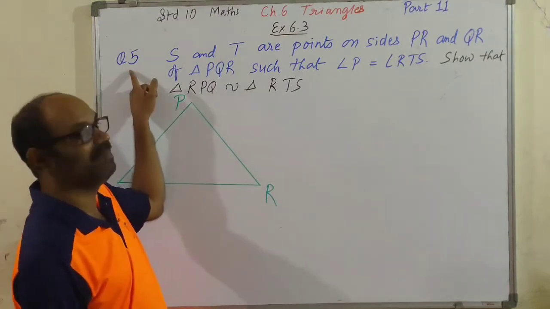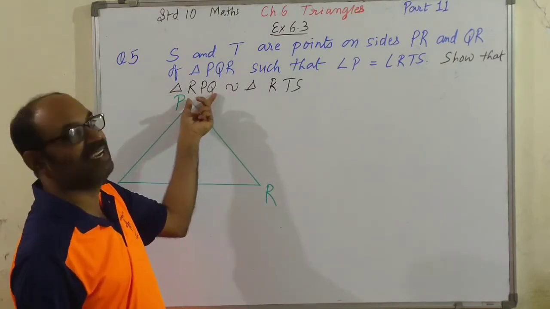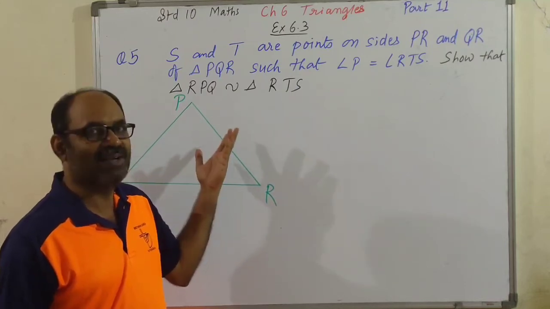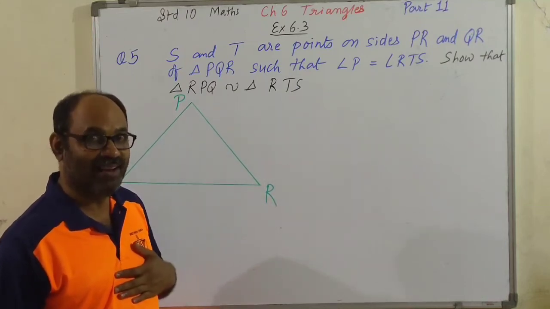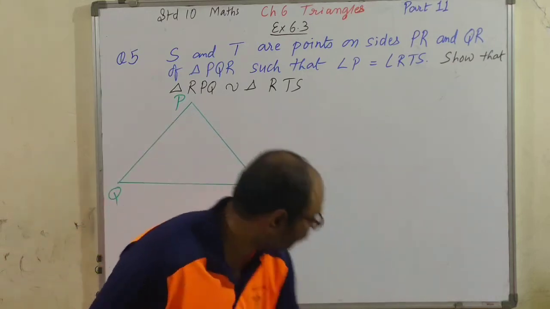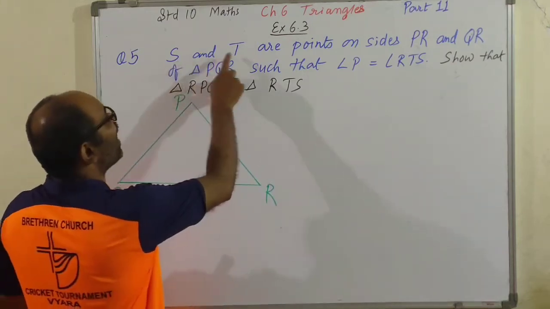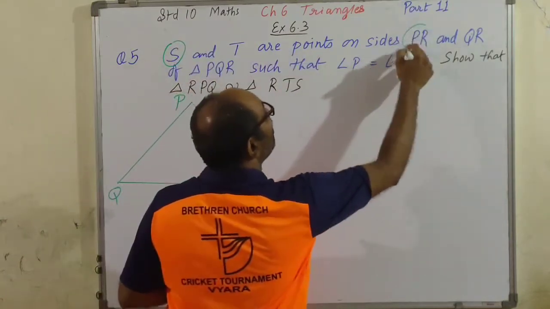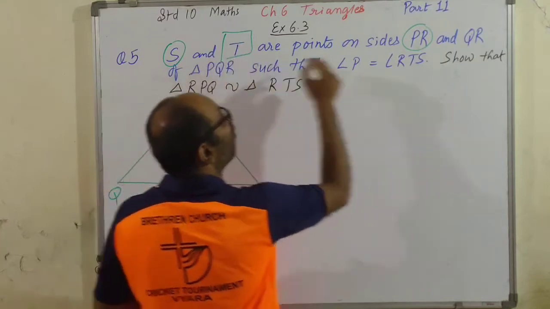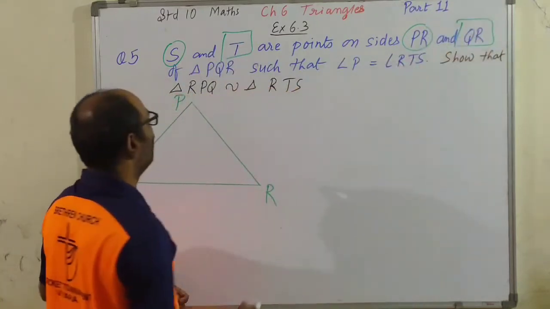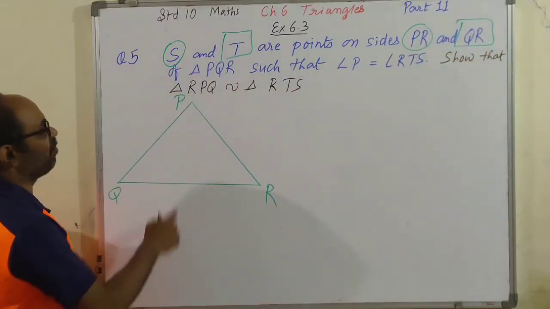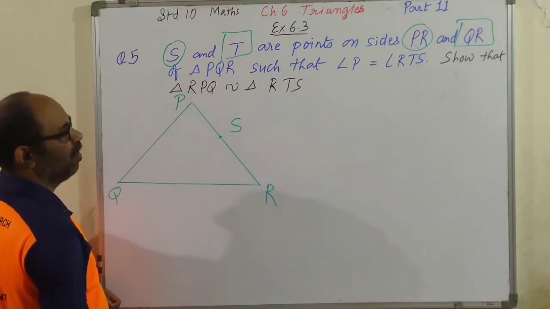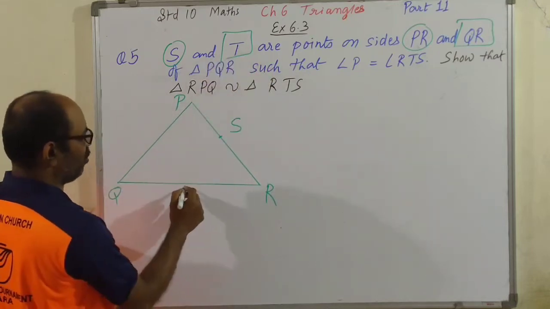Like the previous sum, number 4. Here it's very clear. The two triangles that we have to show similar are given. So that's not a big deal then. Let's see now. S and T are points on the sides. S is a point on PR and T is a point on QR. PR पे कहीं पे S point है और T is a point on QR somewhere.